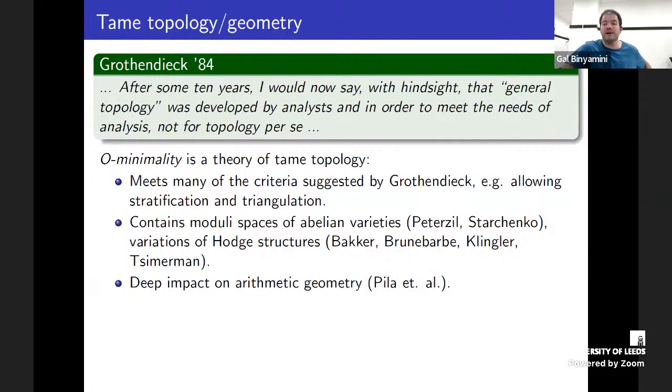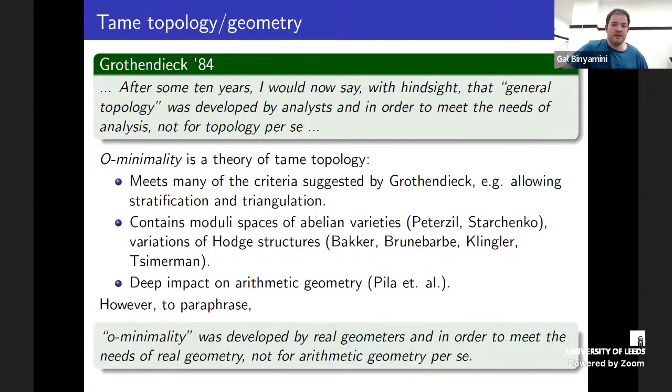So it's a result of Peterzil and Starchenko. And recently, this was also expanded to more general variations of Hodge structures by Bakker, Klingler, Tsimerman. And also it has had in the last 10 years or so a deep impact on arithmetic geometry. This is based on the Pila-Wilkie theorem that I will talk about, and then some of its applications in Diophantine geometry. Okay, so that's the upside. That's why we like o-minimal geometry.